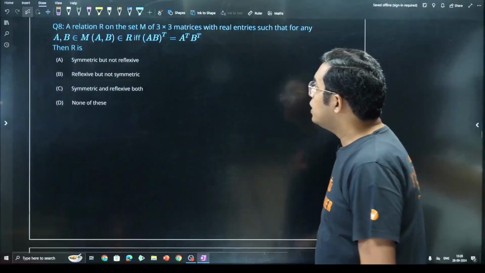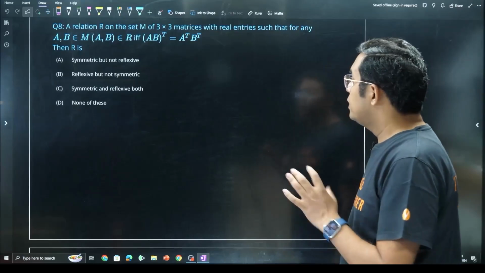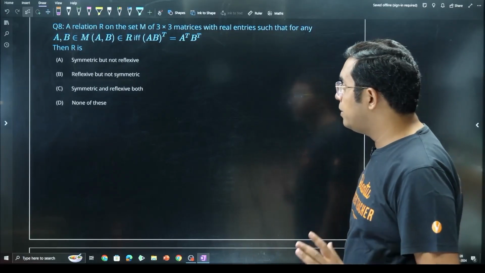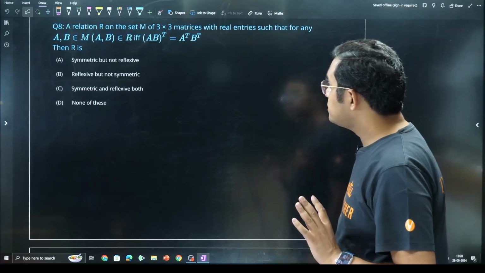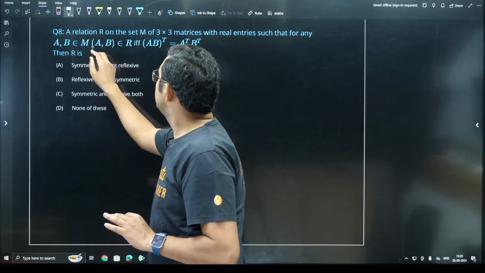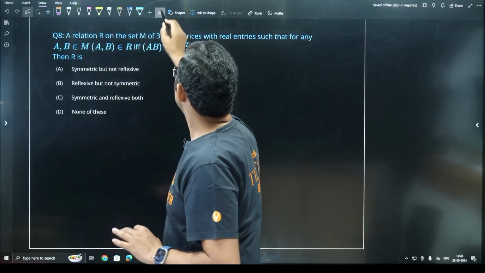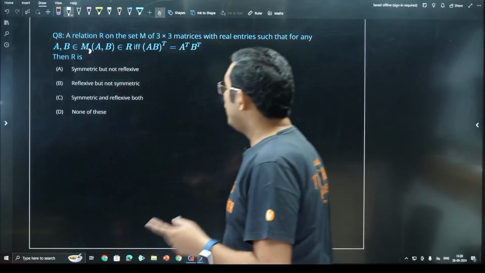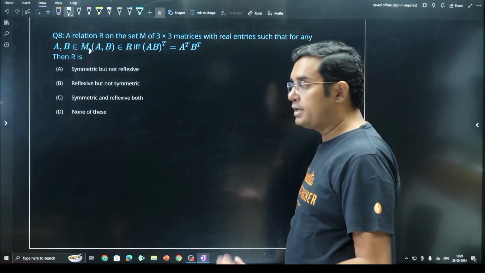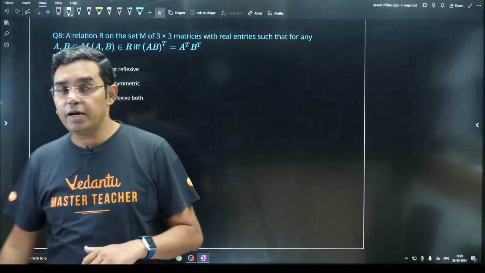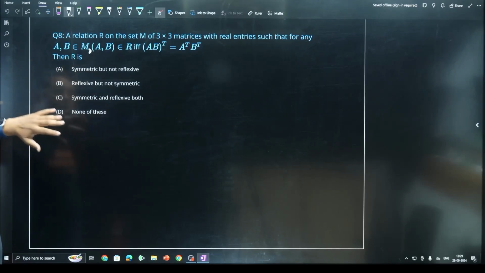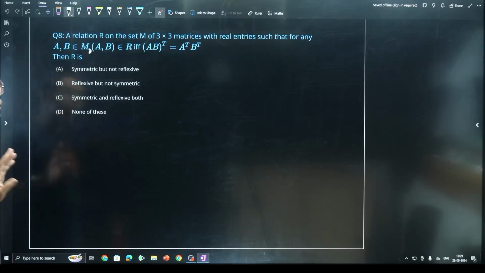A relation R on the set M of 3 by 3 matrices with real entries such that for any A, B belonging to M, (A, B) belongs to R if and only if A B^T = A^T B^T. Let's see how we can do this. And they are asking only symmetric and reflexive. They are not asking for transitive. Let's see how this can be done.